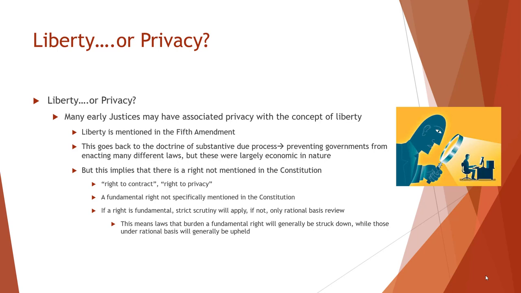So the thing is, just to let you know, that if a right is fundamental, strict scrutiny will apply. So if it's strict scrutiny, the burden is on the government to show that there's a compelling state interest, that it was narrowly tailored to that compelling state interest, and it's the least restrictive means available. Rational basis, then the burden is on the person challenging it to show that there's some type of improper motive, or it's not reasonably related to that motive.